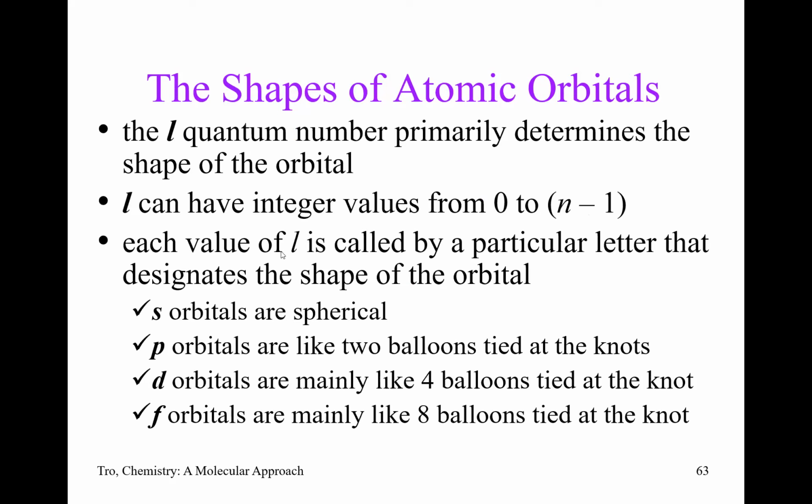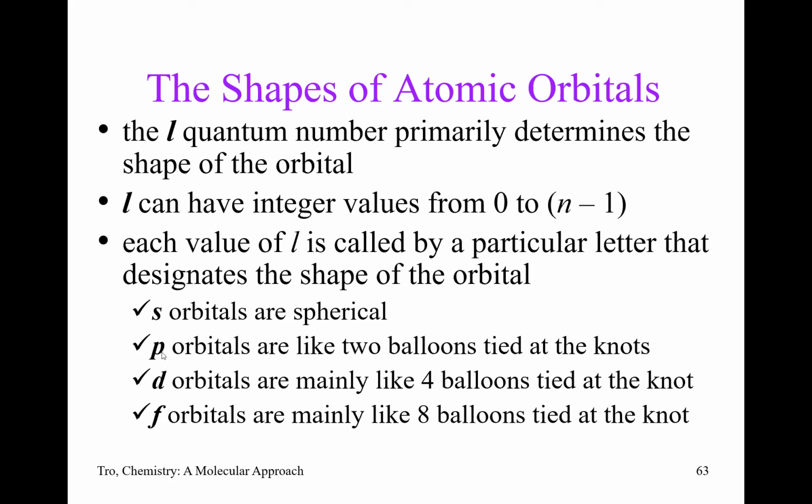Then each value of L is called by a particular letter. So it's really, we'll see, the letter that's more important. And the letter tells you the shape of the orbital. And the shape of the orbital then tells you how it can bond.